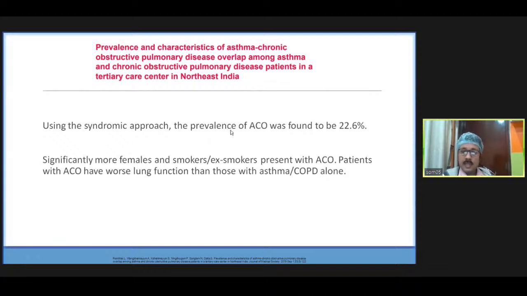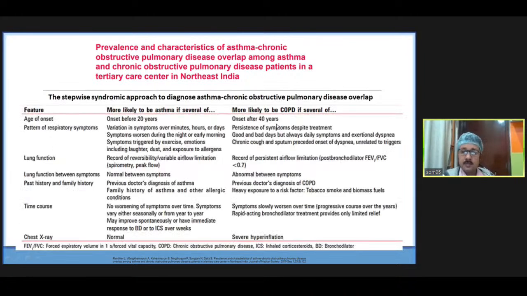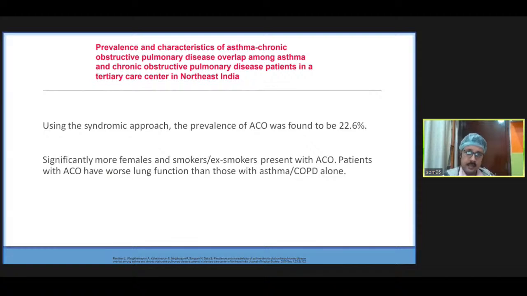So using the syndromic approach, the prevalence of asthma COPD overlap was found to be 22.6%. As per the previous slide, there is the broad classification of asthma and COPD. But nowadays, there is another variant, as I discussed earlier, asthma COPD overlap, and this percentage is not small. It is around 22.6%. Significantly more females and smokers or ex-smokers present with ACO. Patients with asthma COPD overlap have worse lung function than those with asthma or COPD alone.